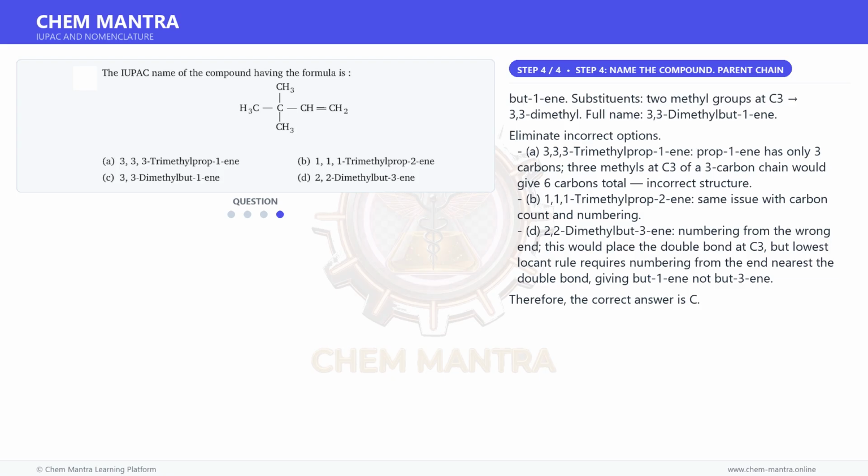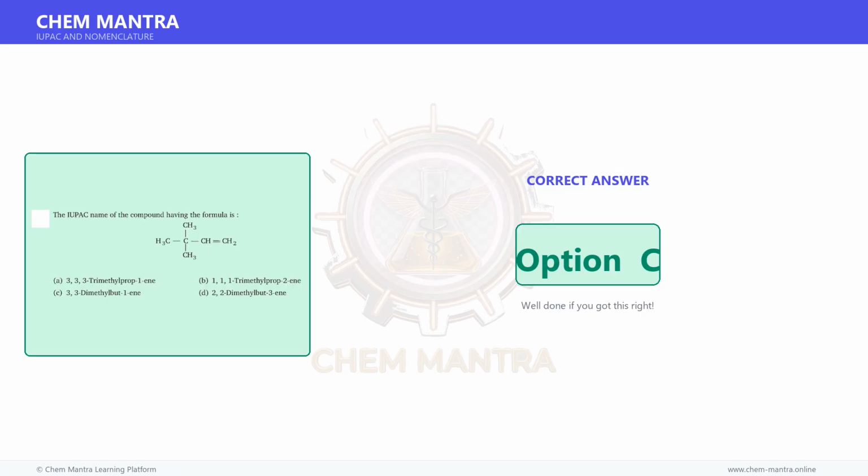D. 2,2-dimethylbut-3-ene. Numbering from the wrong end, this would place the double bond at C3, but the lowest locant rule requires numbering from the end nearest the double bond, giving but-1-ene, not but-3-ene. Therefore, the correct answer is option C.